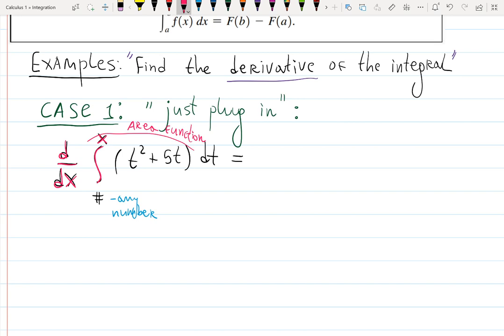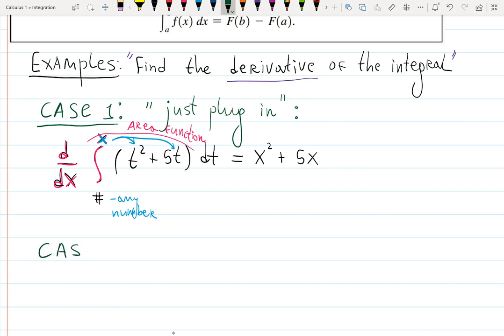What kind of function is that? Just take this upper limit and plug it in everywhere you see your variable. In this case, t is the variable. Then the answer will be x squared plus 5x. That's all. That's the whole magic over here. So the point is just plug in. That's good. Seems like there's nothing happening right now.